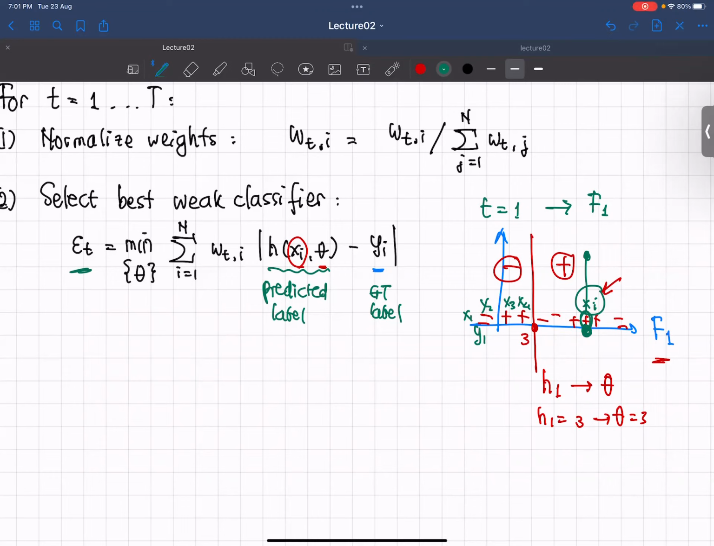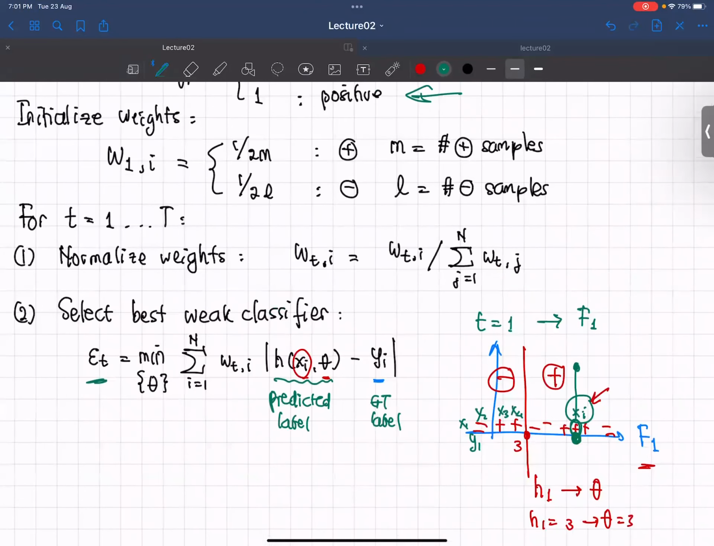Any questions? Yes, oh sorry, go ahead. Why, in the initialization, do you choose W equal to 1 divided by 2m? Why is this 1 divided by 2m?